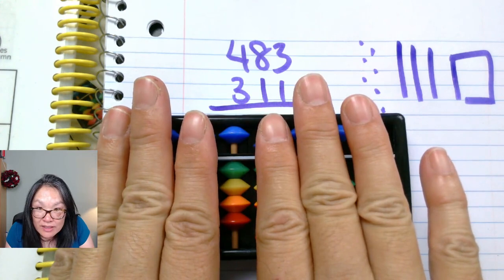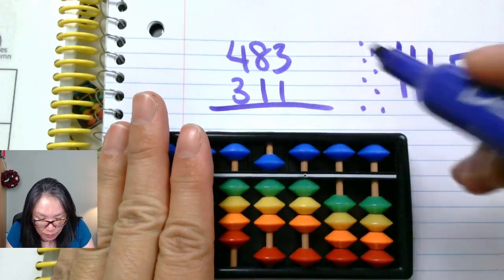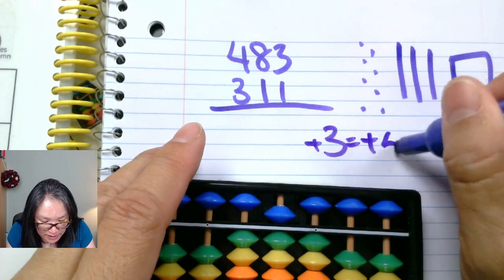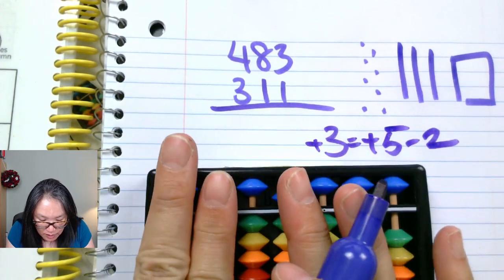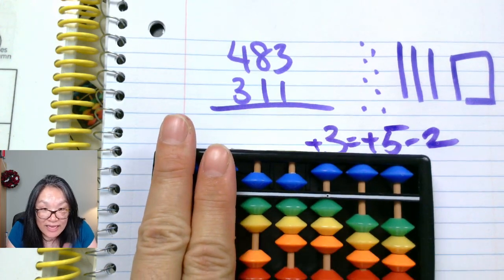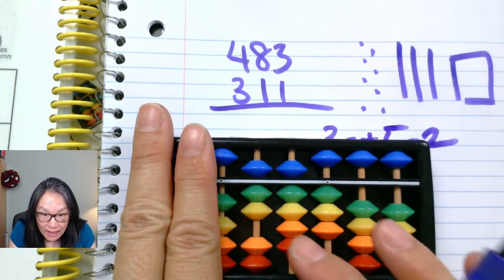So here I want to plus the 3, right? When I plus the 3, what am I doing? Plus the 3 is equal to plus the 5 minus 2. I'm going to plus the 5 minus the 2 because I know. Yes. And then I'm going to add the 1.